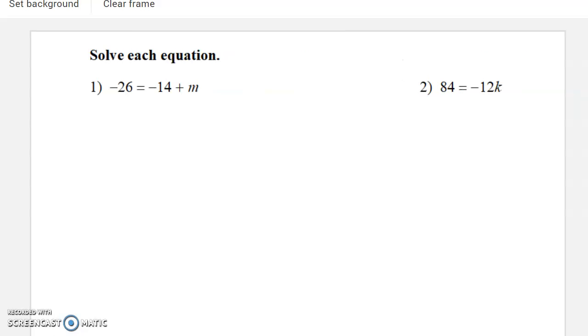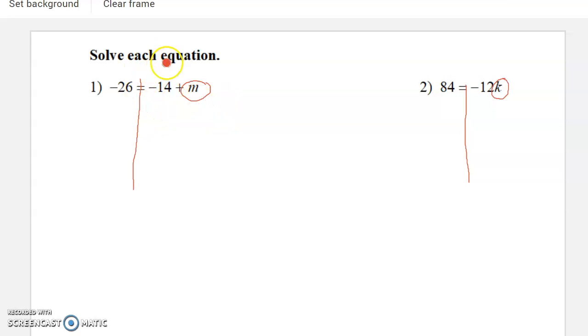So now take a second, and I want you to try and complete these two problems. On number 1, you are solving for m, so try and get m by itself. Number 2, you are solving for k, so get k by itself.